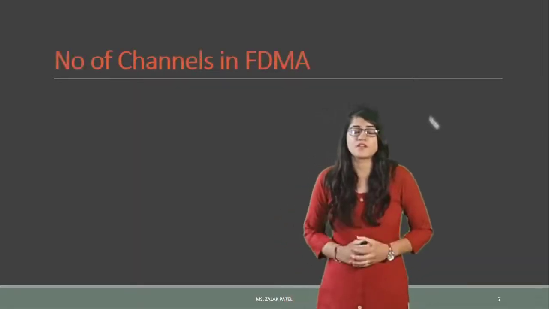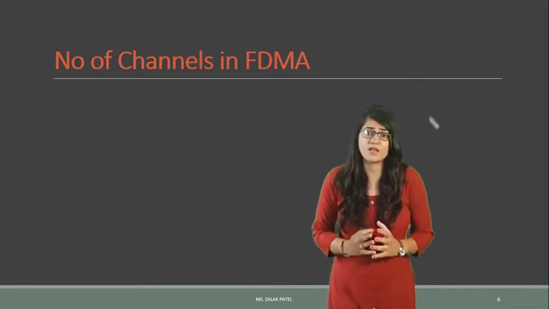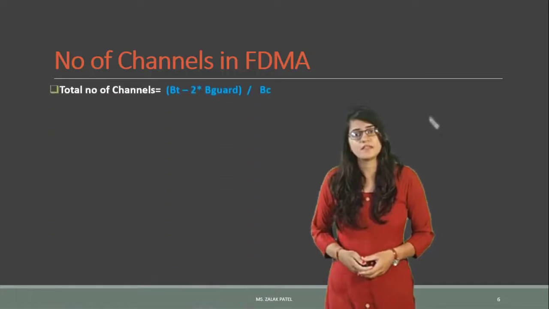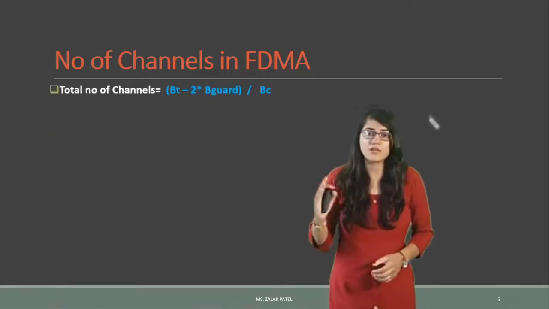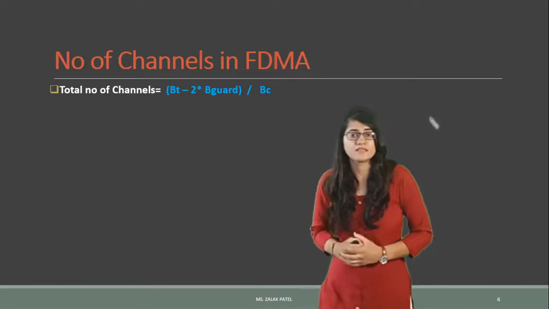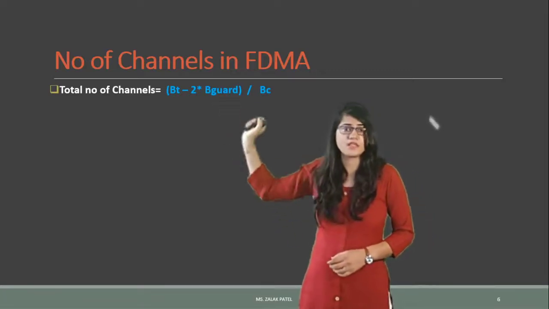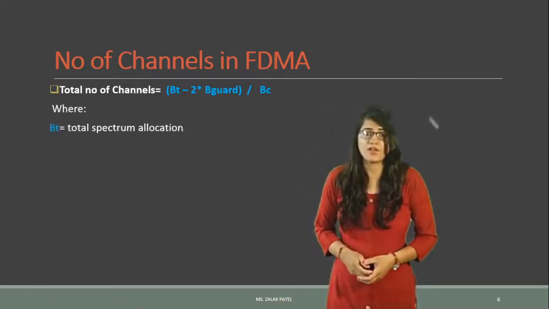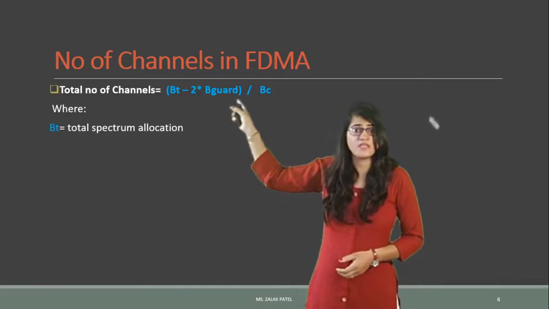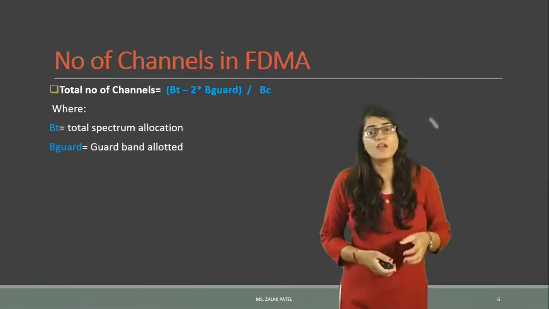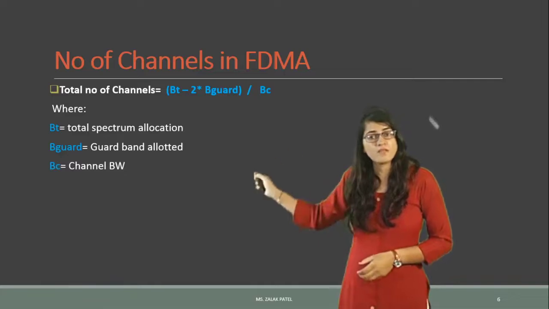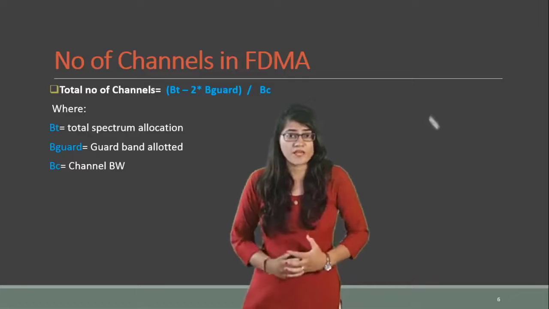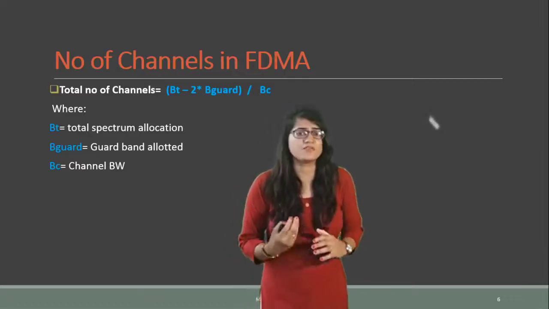Next is the number of channels available. Based on this topic, an example or short question can be asked. For the number of channels, the equation that can be used is (Bt minus 2 times the guard band) divided by Bc. In this equation, Bt is the total spectrum available, the guard band is the guard band required for this, and Bc means the channel bandwidth. You can find the channel bandwidth: if in the example simplex or duplex channels are given, then you simply have to multiply it by the factor 2.